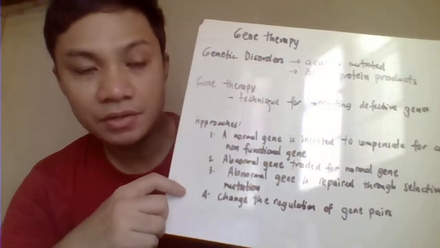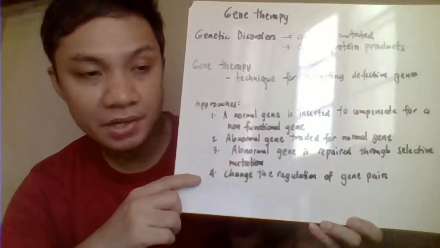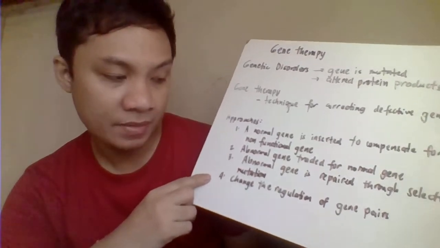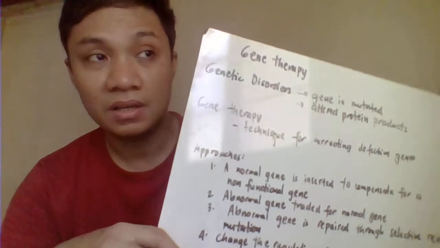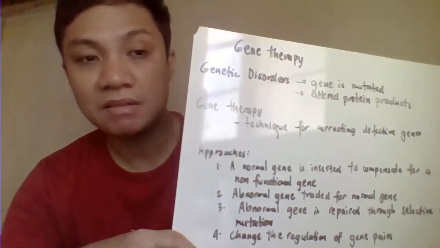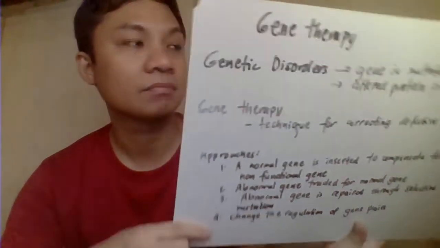In the fourth one, you could also correct that by changing the regulation of your gene repair. So you could have different methods, you could have drugs, treatment, or whatever it is.